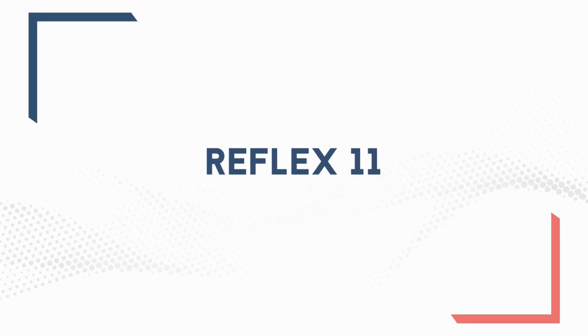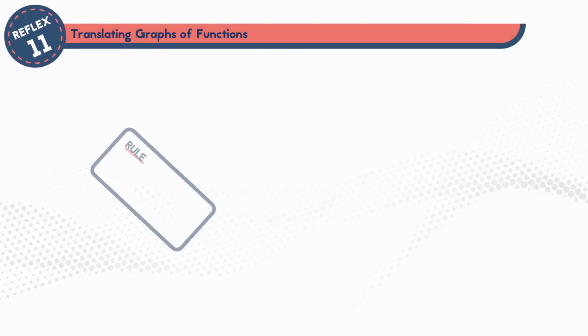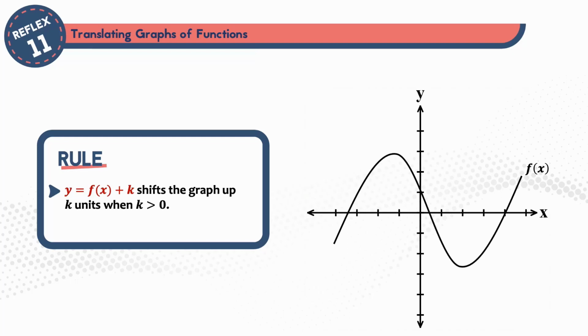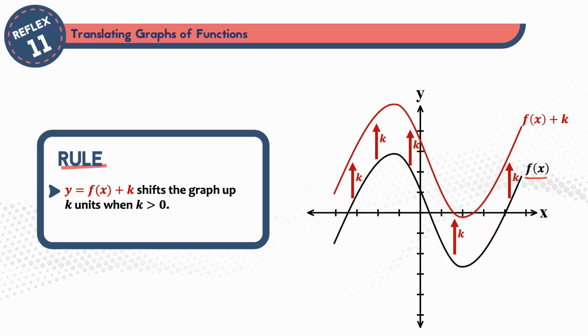Alright, reflex number 11. Reflex 11 is translating graphs of functions. So the rule is y is equal to f of x plus k shifts the graph up k units when k is greater than 0. So here, given this graph of f of x, if there is a translation of plus k, that means that we're going to have an upward shift of our graph of k amount of units.